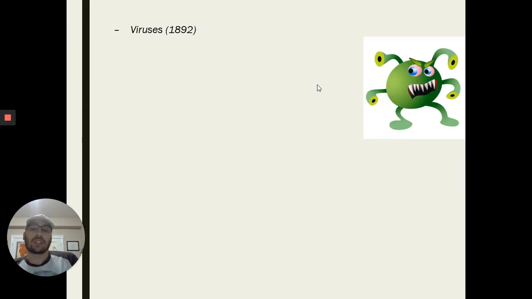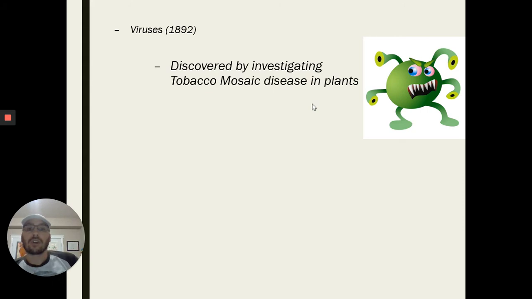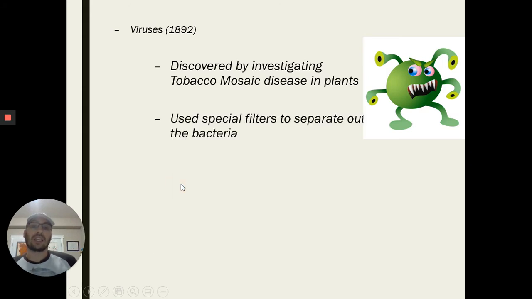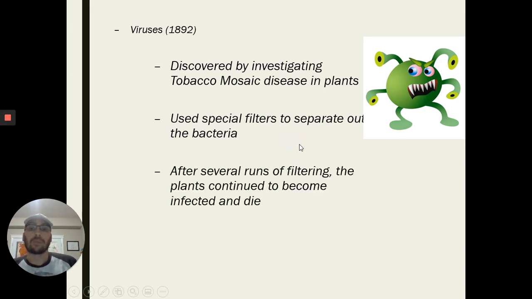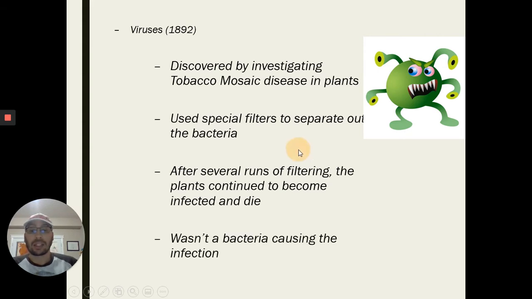Then we talk about viruses. Okay? Viruses were discovered by investigating a disease called the tobacco mosaic disease in plants. This was a disease that was affecting a bunch of tobacco plants. So scientists used special filters to separate out the bacteria. After several runs of filtering, they noticed that the plants continued to die. So they removed any bacteria that was in the plants, thinking that would fix them. Didn't happen. The plants continued to die.